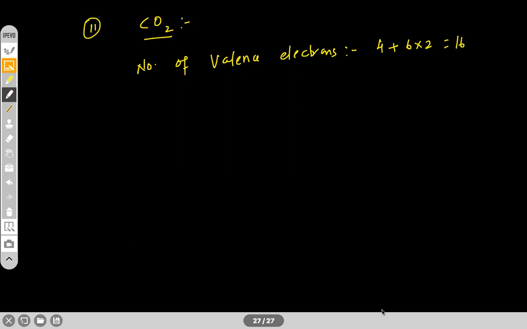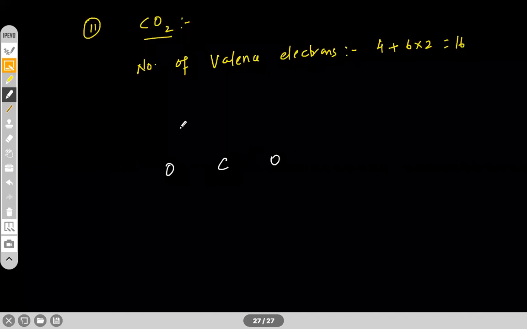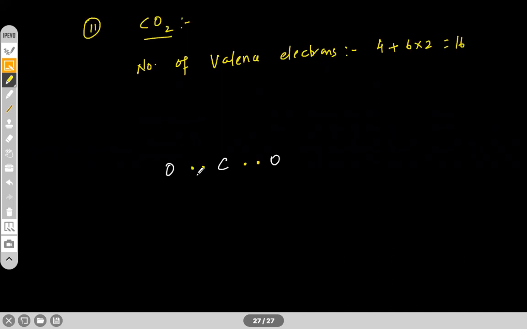Central atom, what is the central atom here? We have carbon, right? So carbon is the central atom and oxygen will be placed on the other side of carbon. Then we have to distribute these 16 electrons. So I'll place one pair of electrons here, another pair here. Now we'll distribute the electrons on the outer atoms starting with the most electronegative one, but we have oxygen only, so we'll place anywhere. But suppose we have two different atoms, oxygen and other atoms, then the one which is more electronegative will get the electrons first.